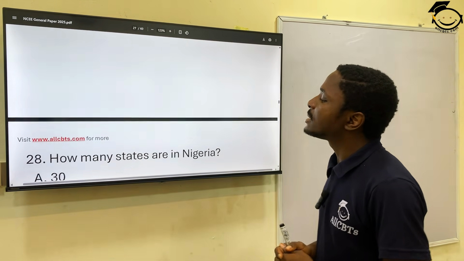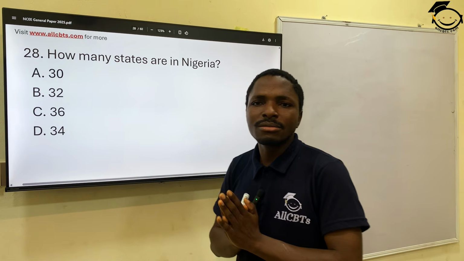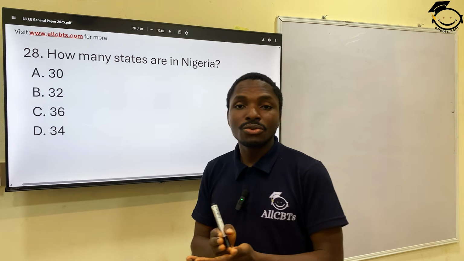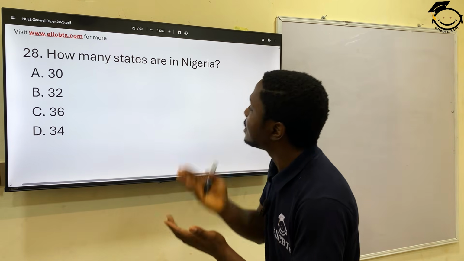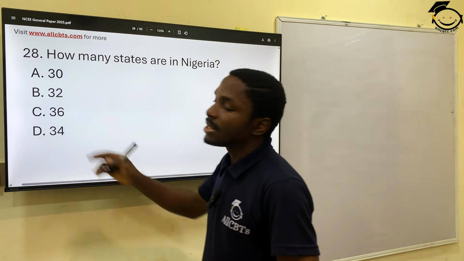And then 28. How many states are in Nigeria? You should know this. Definitely you did states and capitals in your nursery school. So there are 36 states in Nigeria. Okay, so the correct answer will be C.